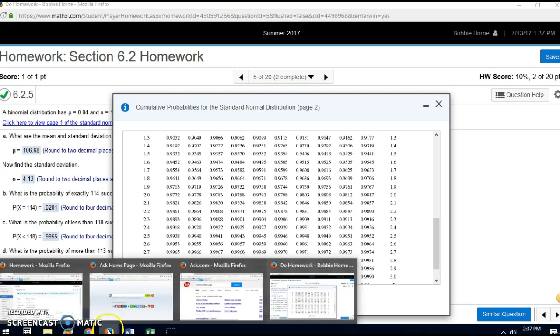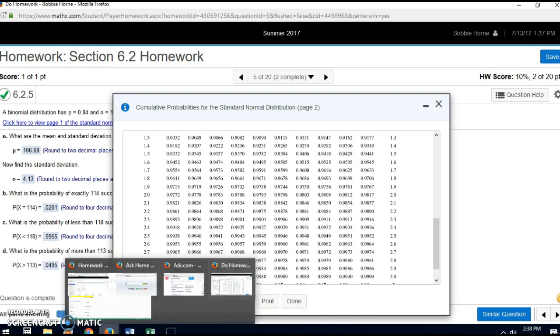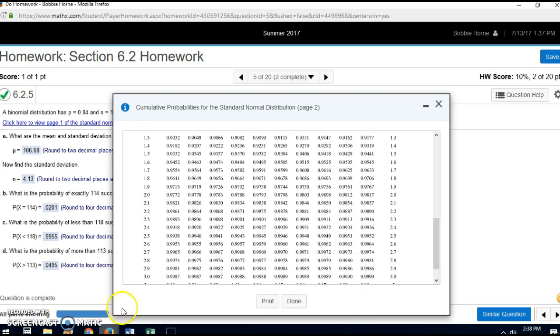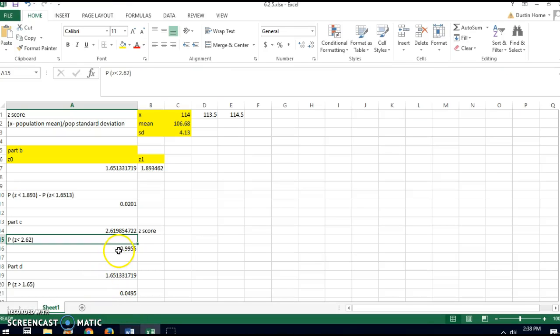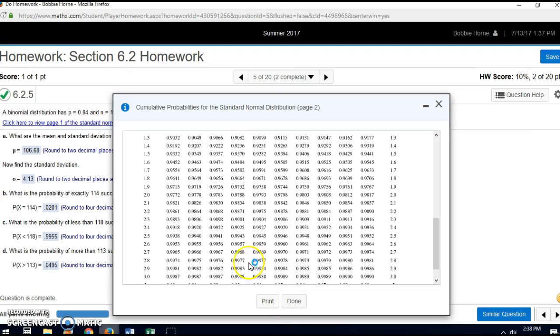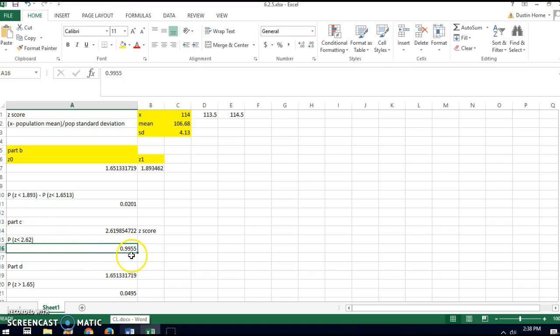The good thing about that is it's the probability of anything up to that value. So when it's less than, you don't have to do any subtracting or any calculation. That is your number. 2.62, 0.9955. That's our number.